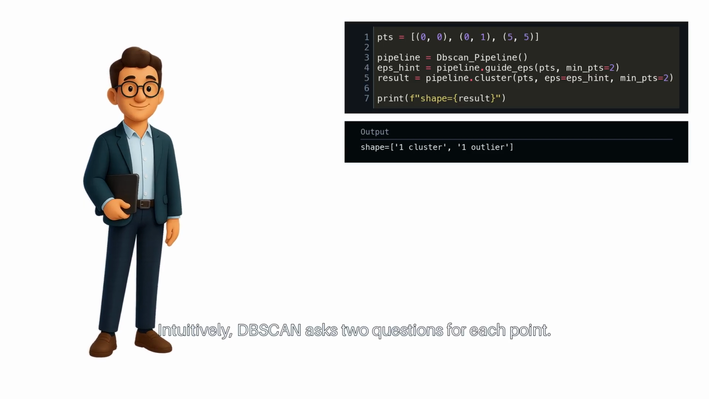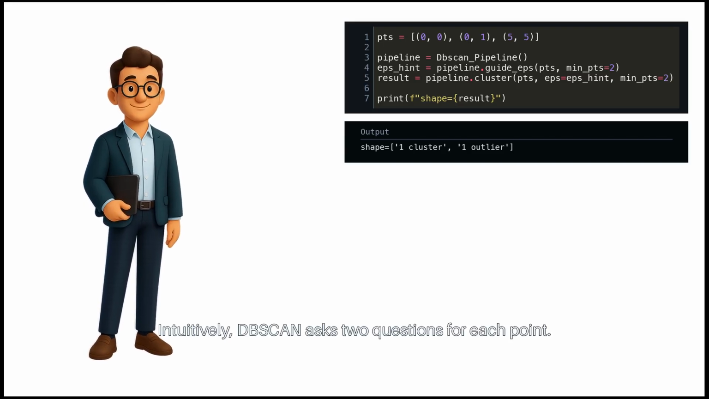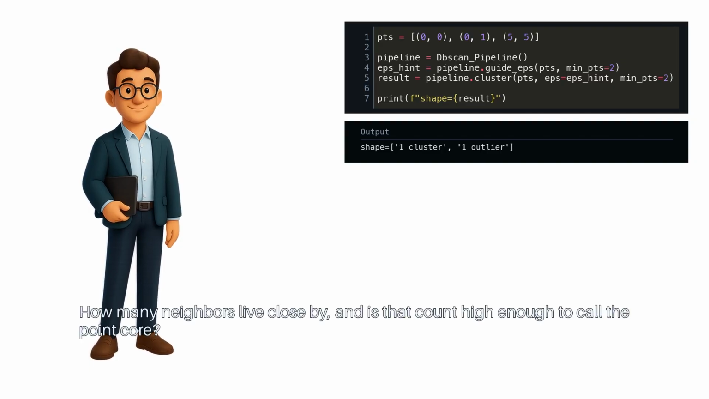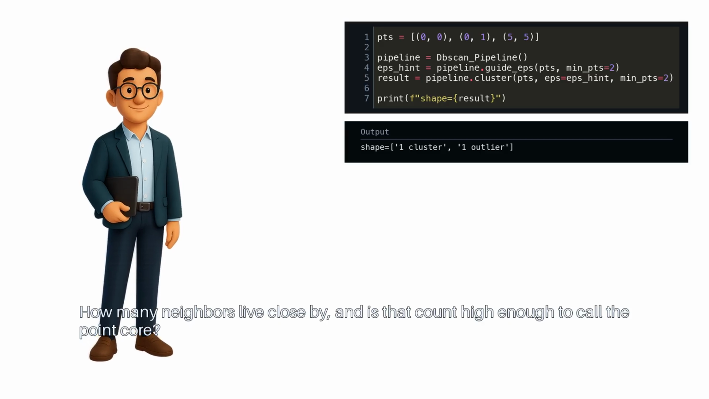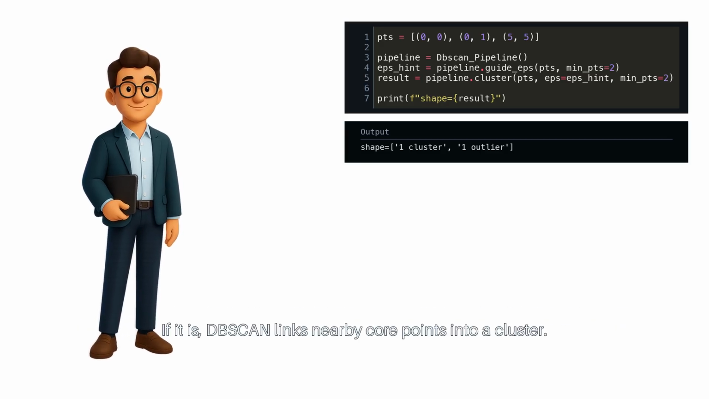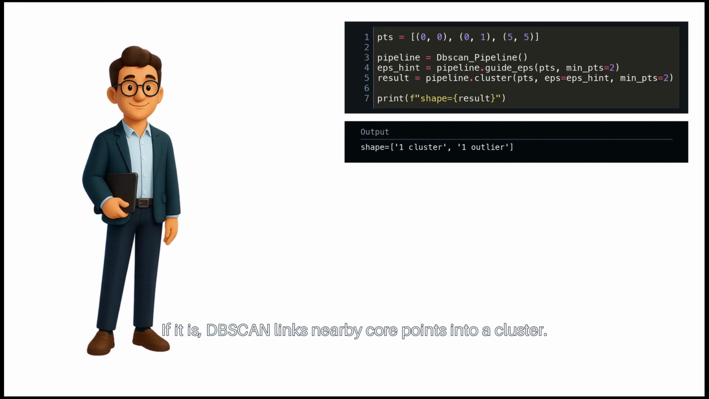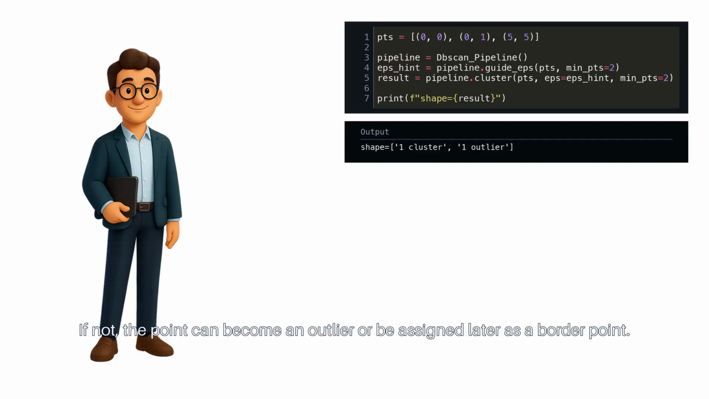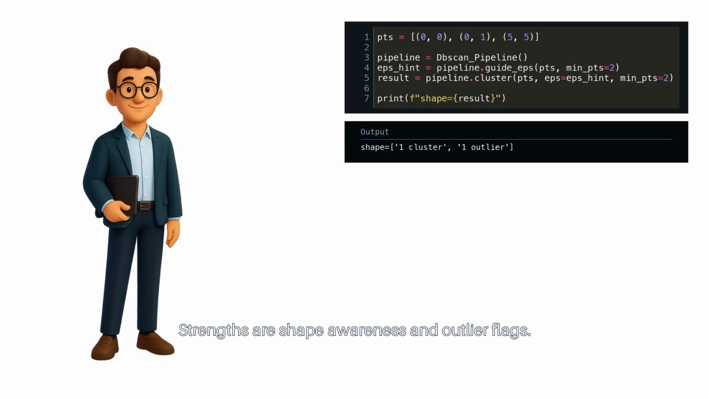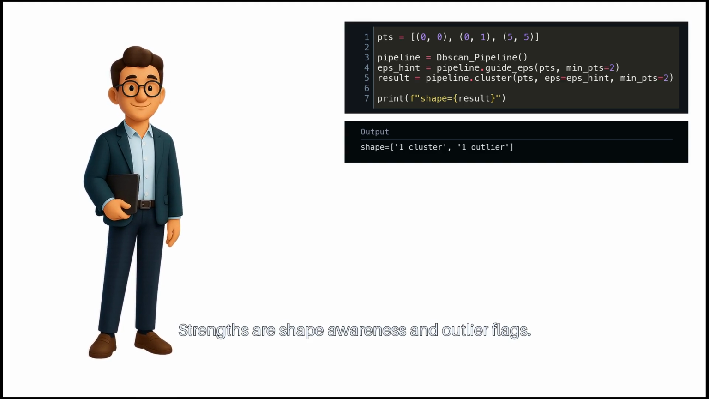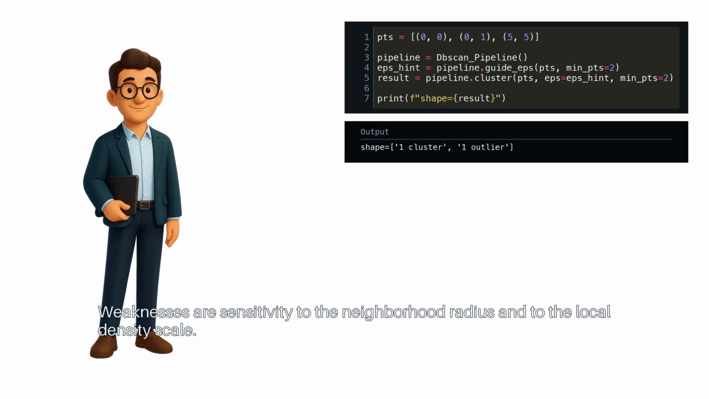Intuitively, DBSCAN asks two questions for each point. How many neighbors live close by? And is that count high enough to call the point core? If it is, DBSCAN links nearby core points into a cluster. If not, the point can become an outlier or be assigned later as a border point. Strengths are shape awareness and outlier flags. Weaknesses are sensitivity to the neighborhood radius and to the local density scale.